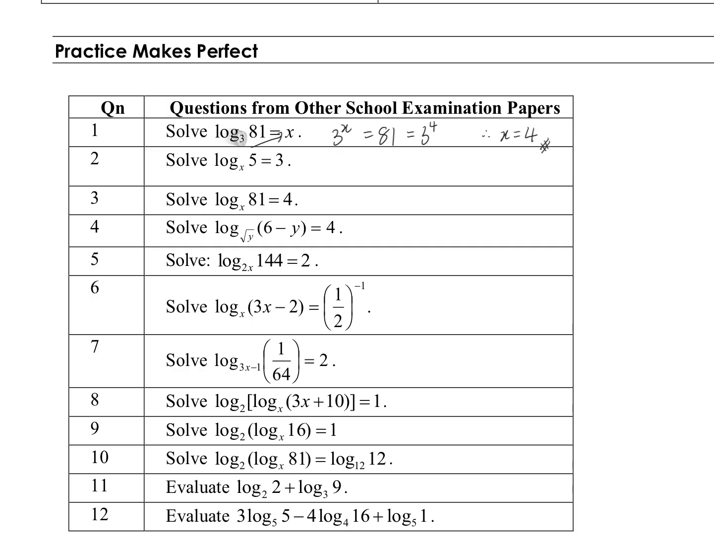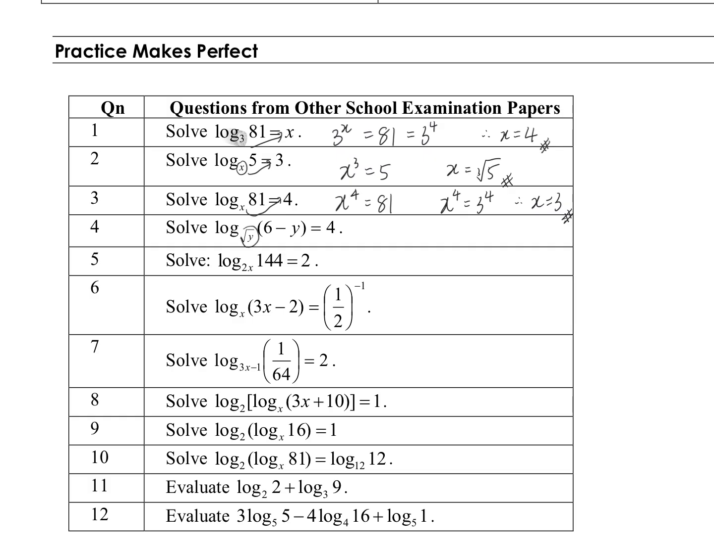This one, you push it up, x cubed is 5. So x is just the cube root of 5. That's all. This one, x to the power of 4 is 81. So 81 is 3 to the power of 4, therefore x must be 3. So it's all using the rules.